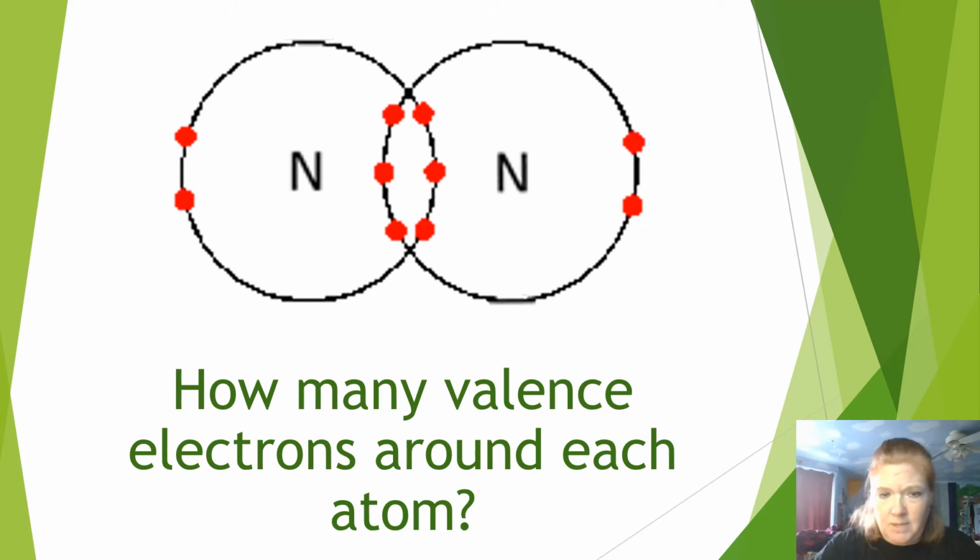What about in this one? Oh my goodness, they have a lot shared. So there's only 2 out here, but these ones count for each nitrogen. So this nitrogen has 1, 2, but then all of the shared, 3, 4, 5, 6, 7, 8. This nitrogen has 1, 2, and then all of the shared, 3, 4, 5, 6, 7, 8.